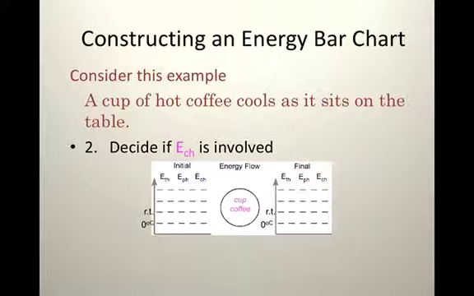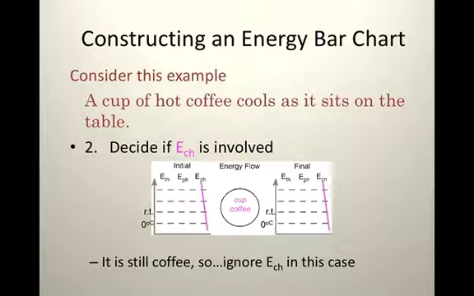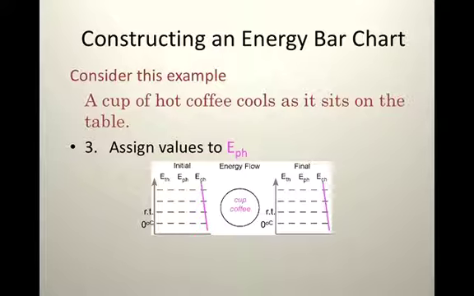The second one, we're going to work from the inside out. We're going to look at chemical change. We're going to decide if there is any chemical change that we need to worry about. Well, it starts as a hot cup of coffee and it ends up as a cool cup of coffee. Well, there's no chemical change because it's still a cup of coffee. So we're going to ignore chemical change, and we're going to ignore chemical change this whole unit. We're just going to deal with phase and thermal. We're going to assign values to phase energy.